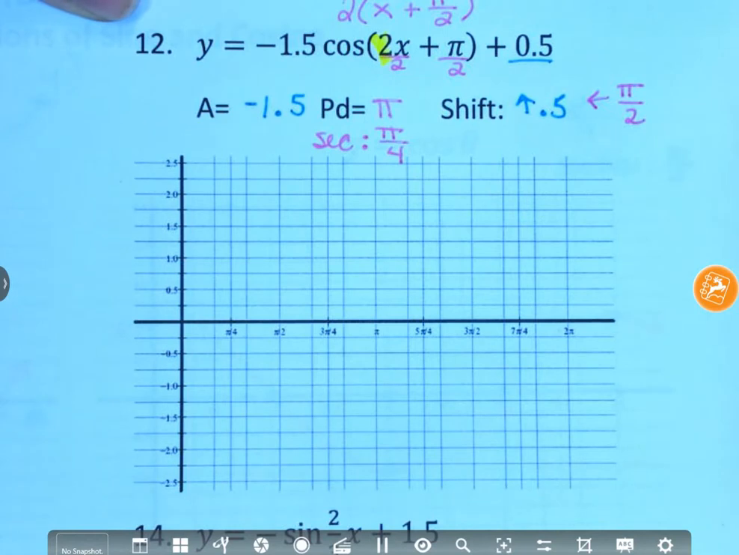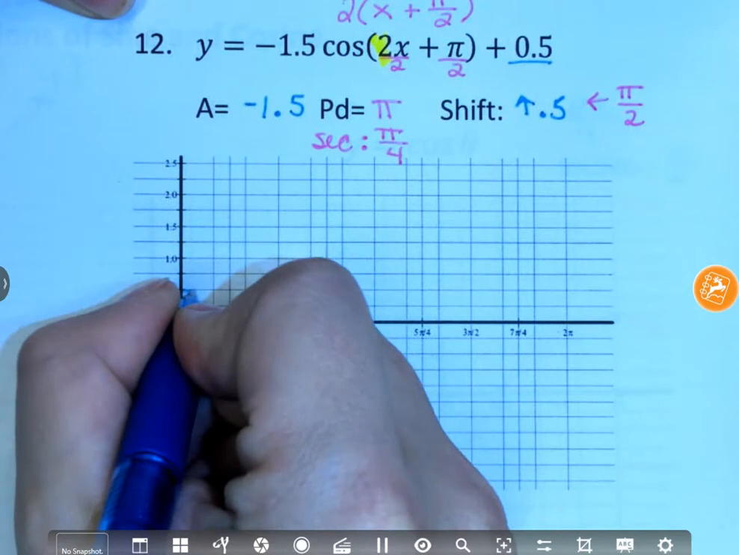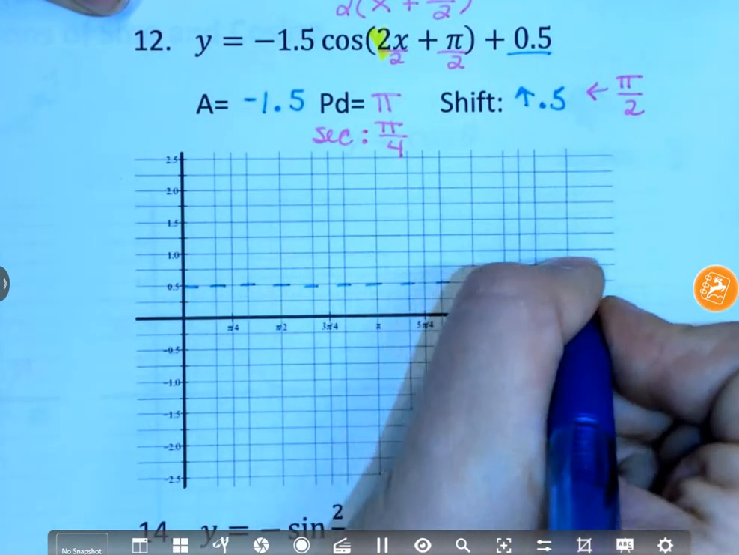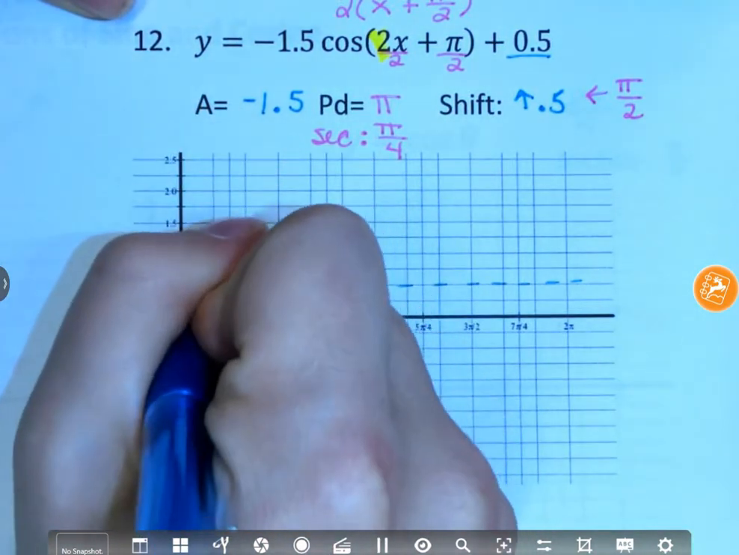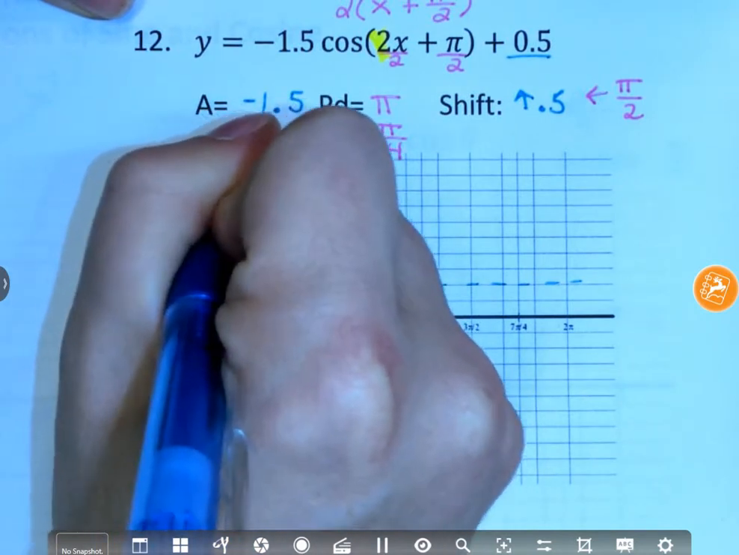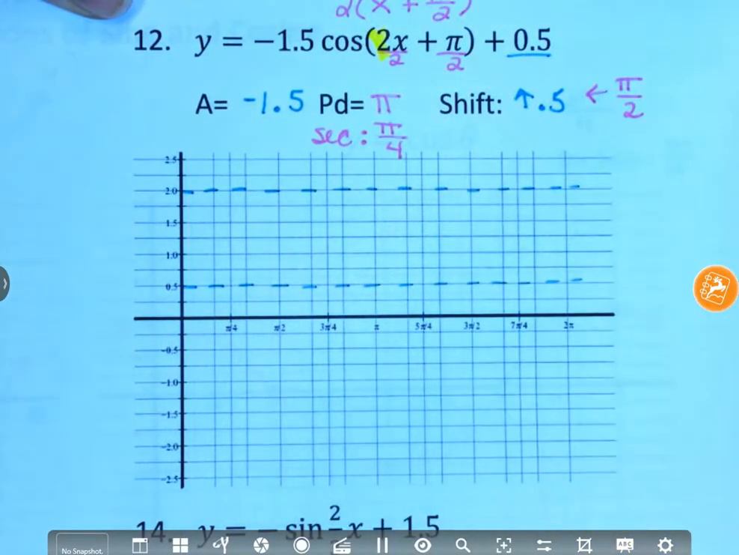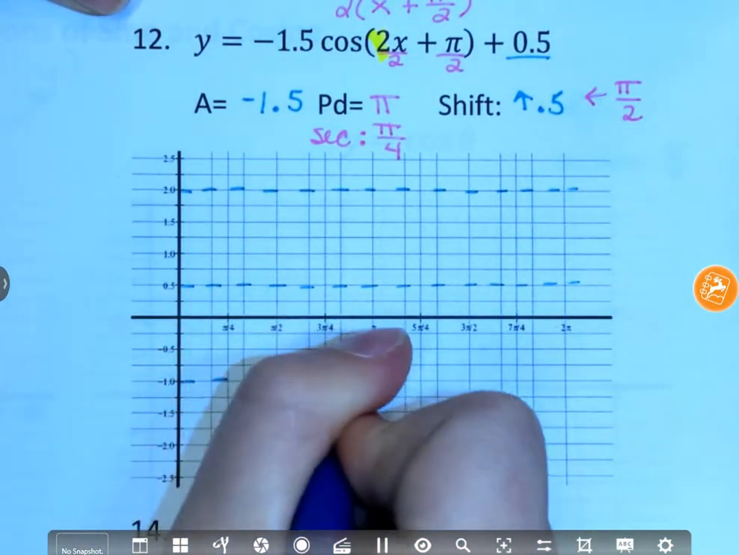The vertical stuff to me is the easiest, so that's where I would start. I would start with my vertical shift, says to go up a half. And then I would do my amplitude. So what's the highest point going to be? 2. 1.5 plus 0.5 is 2. What's my lowest spot going to be? 1, because 0.5 down 1.5 is just 1, negative 1.